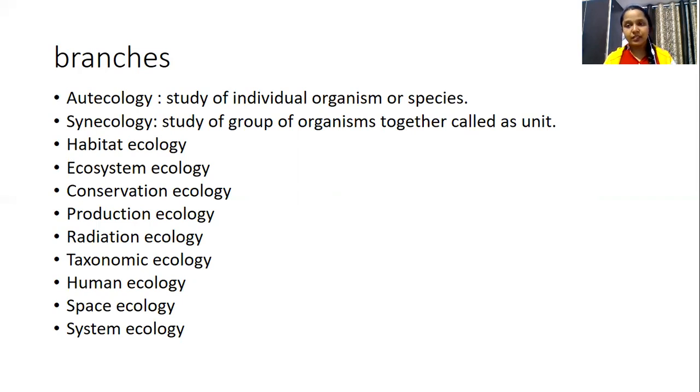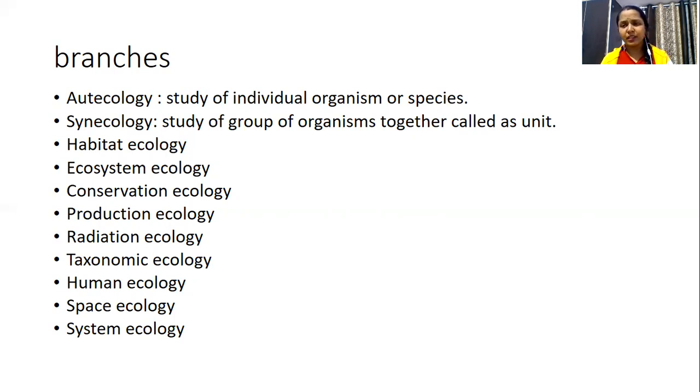Production ecology: obviously, there are various natural productions and man-made productions happening in the environment. The food that is prepared by the plants, all of this is included under production. Whatever production happens in the environment is studied in production ecology. Radiation ecology deals completely with the radiations irradiated by various radioactive chemicals and from the sun. Whatever radioactive elements or substances radiate light, the study of that is radiation ecology.